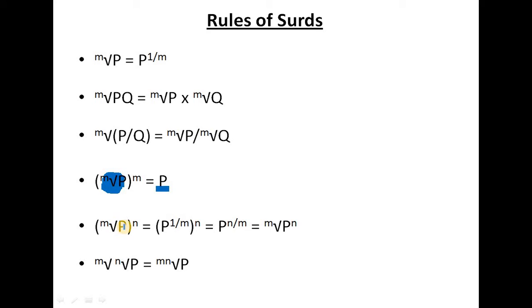This thing will give you p to the power m, p to the power 1 by m into n. So p to the power n by m. Okay, p to the power n by m. This can also be written as p to the power n, whole to the power 1 by m. Now this is nothing but p to the power 1 by n into p to the power 1 by m, so that can also be written as p to the power 1 by mn. I think this is easy to understand.